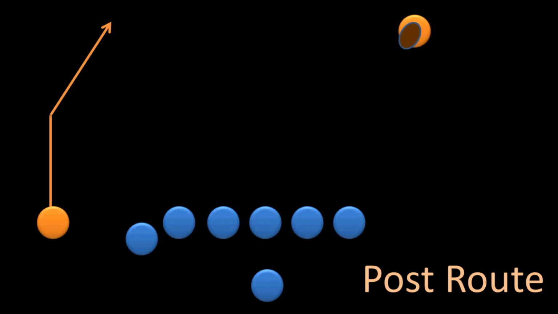The wheel route is the backwards version of the out route, because here the receiver will run first toward the sidelines and then turn and run up the field.